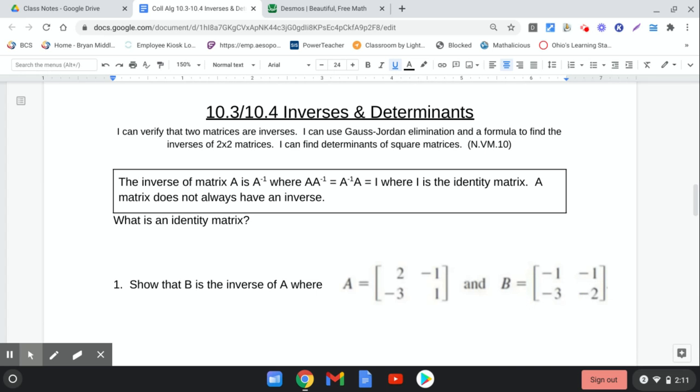We are going to be combining lessons 10.3 and 10.4 together to talk about two big ideas with matrices, and they are called inverses and determinants. So the inverse of a matrix is, the way we write it, it looks like A to the negative 1, but it's not. It's just the inverse. So if we have matrix A, the inverse looks like this.